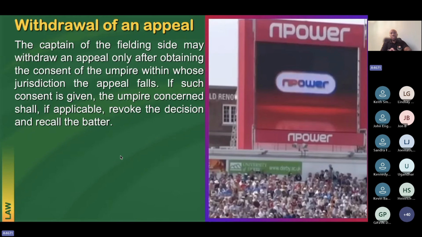In international cricket, the umpires are under instruction not to ask or to suggest to the fielding captain that they should consider withdrawing an unsporting appeal.